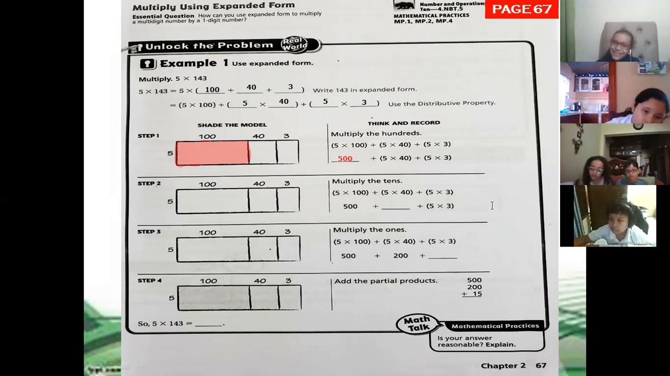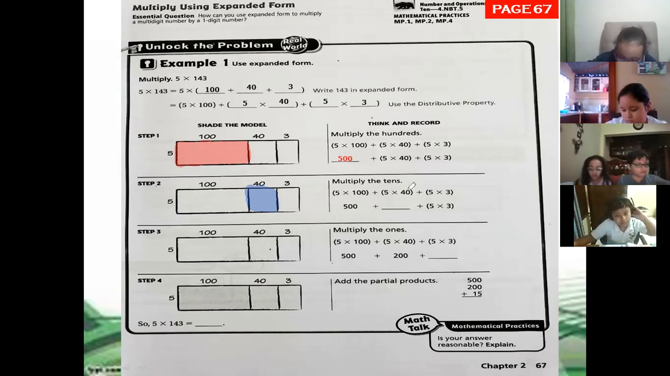Oh boy, guys. Okay. Let's continue. In the next, I'm going to use color blue to identify that I'm going to multiply what number? Multiply the 40. The 40. Okay, so 5 times 40?